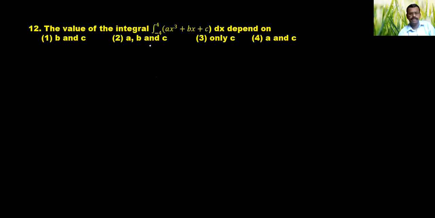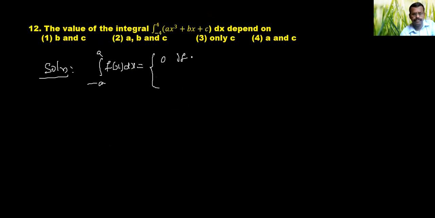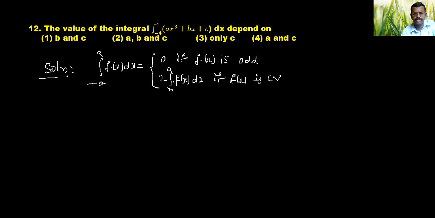The value of the integral from minus 4 to 4 of (ax cube plus bx plus c) dx depends on. Okay, see here we can apply our property. The property is: the integral from minus a to a of f of x dx is 0 if f of x is an odd function, correct? And it is 2 times the integral from 0 to a of f of x dx if f of x is an even function.